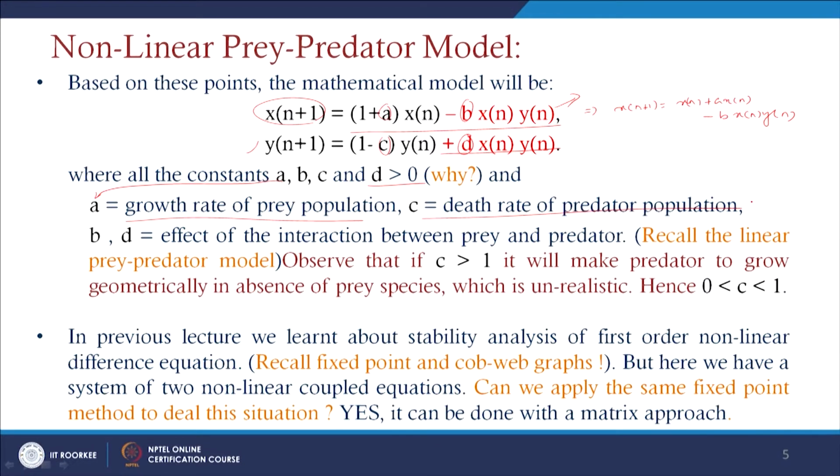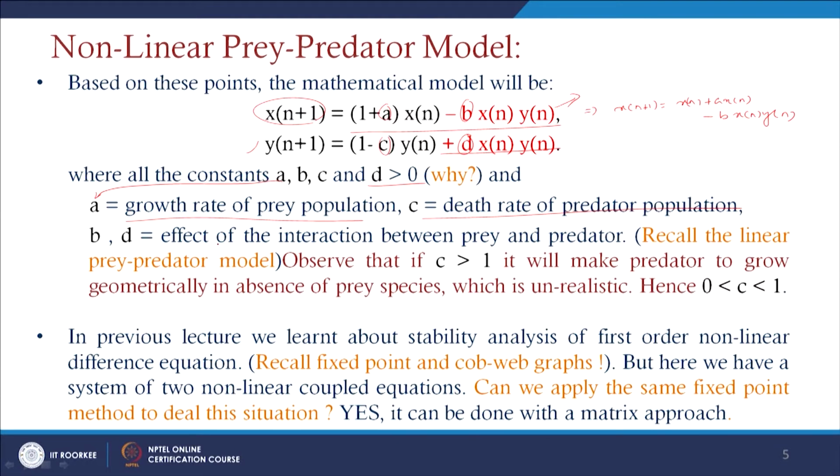If there is not a sufficient amount of prey, the death rate of the predator population will be present, but it cannot be negative, since there should be some space to get the death rate, and we cannot say it can be negative. Now b and d represent the effect of interaction between prey and predator.